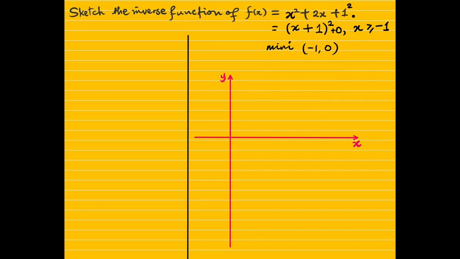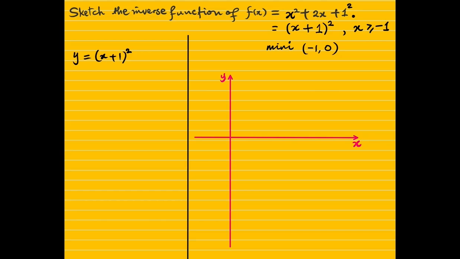Now the next thing I'll do will be to find the inverse function so that I can actually sketch it. Now how do I do that? Well, I have y now to be equal to (x plus 1) all squared. This is another reason why this form is very important, because now it makes it very easy to make x the subject of the formula.